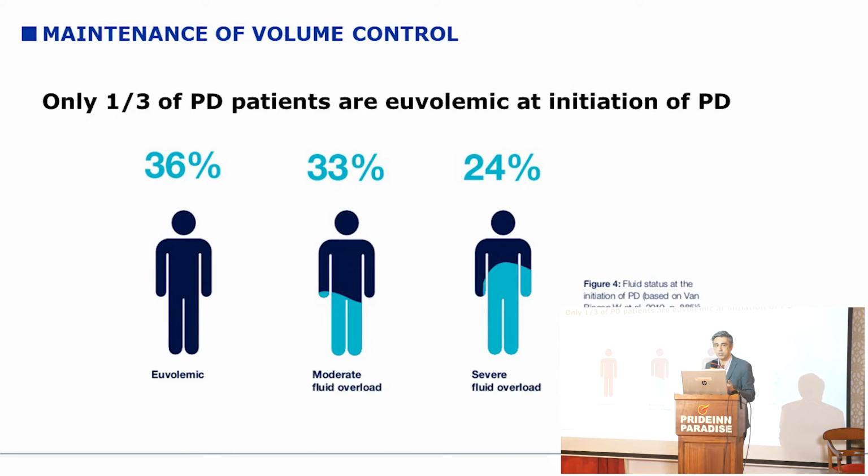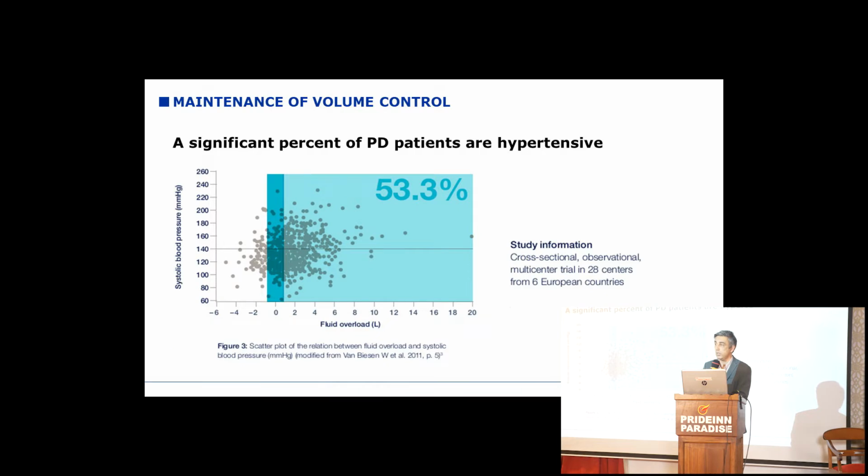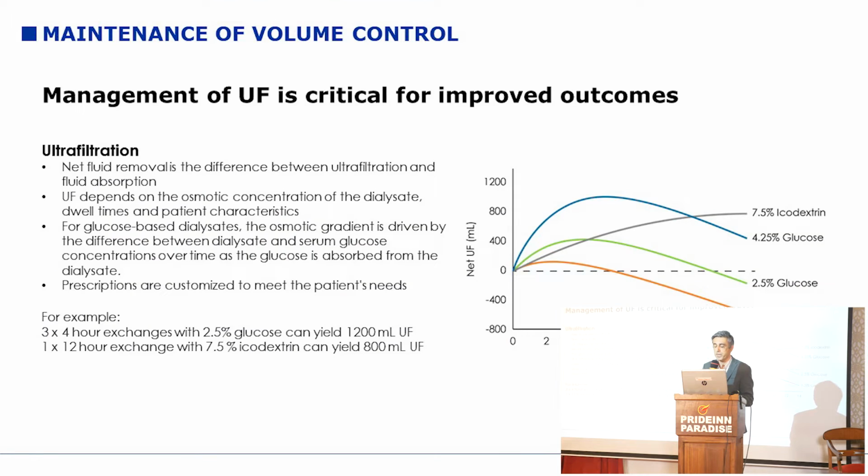The main challenge is volume control. This is coming from a fact, and I think this was also presented before. Only one third of the patients are euvolemic. So two thirds are not within the ideal range at start, and this is a big challenge, and this is causing hypertension, and then this is also causing mortality. So this is why we should also be focusing a lot on the patient's fluid management.